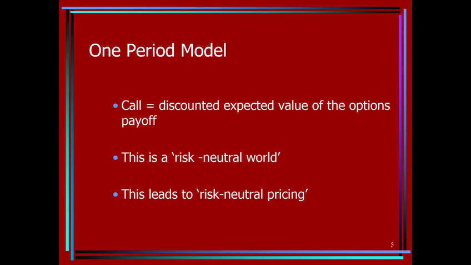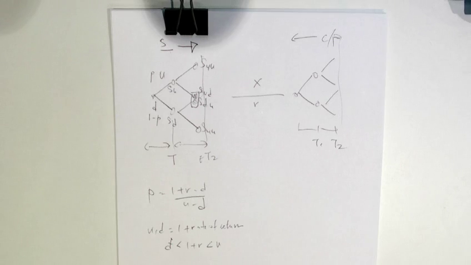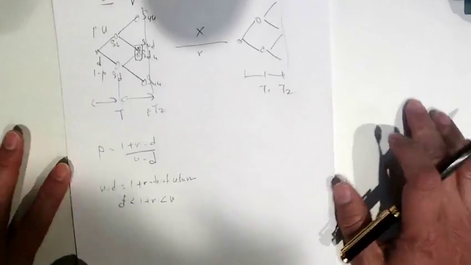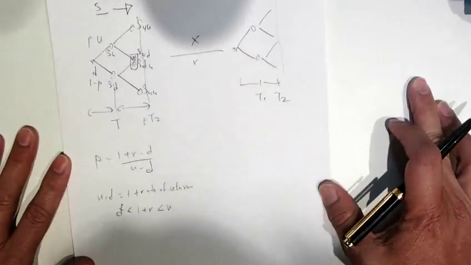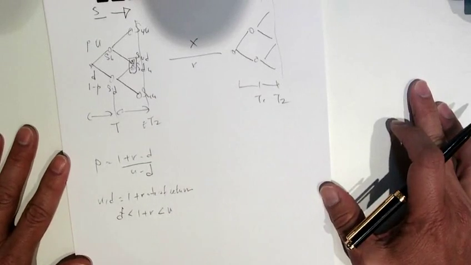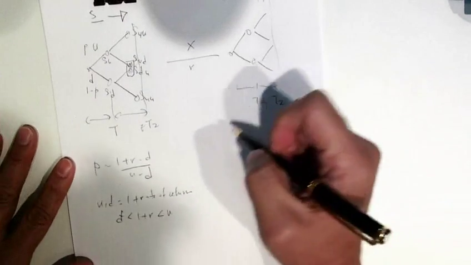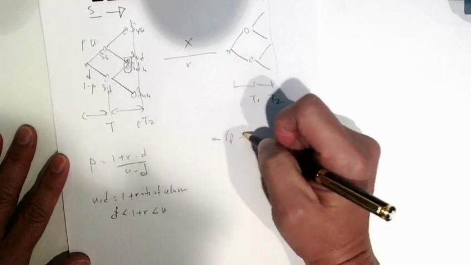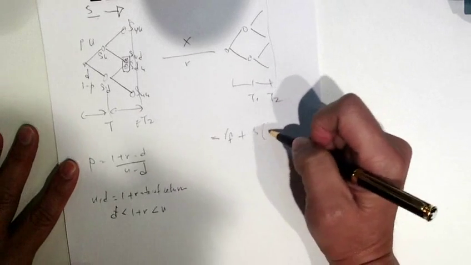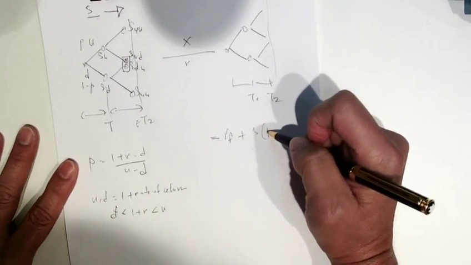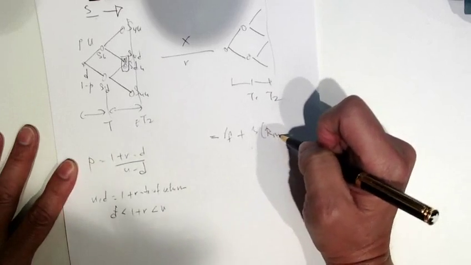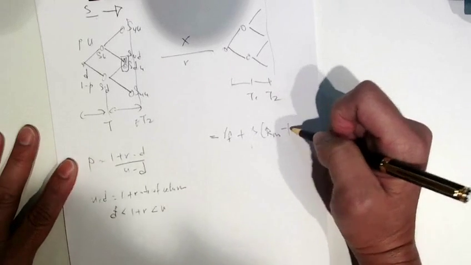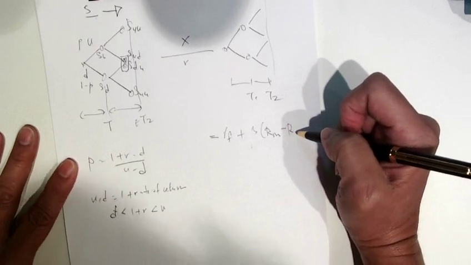Now, with an asset pricing formula, let's say, what are you familiar with? CAPM? Okay, what's the formula? Equals risk-free plus beta times market return minus risk-free rate.